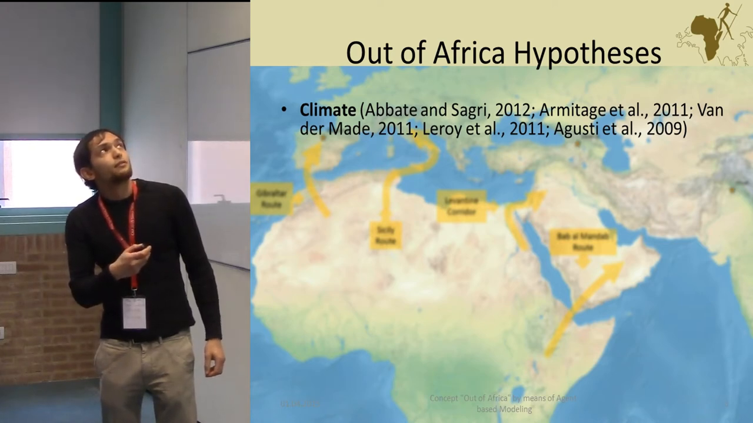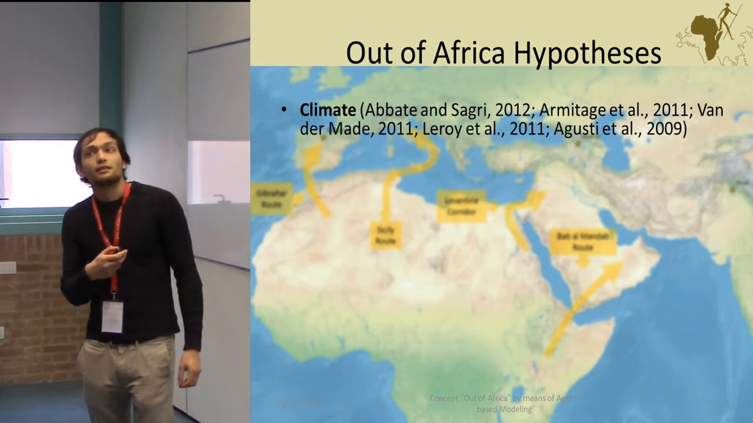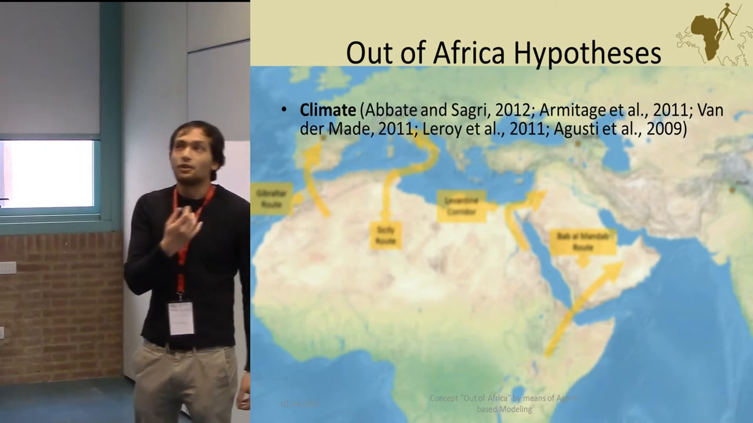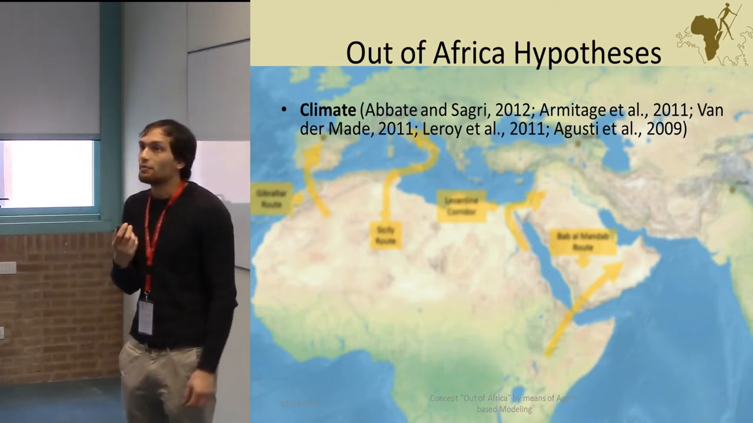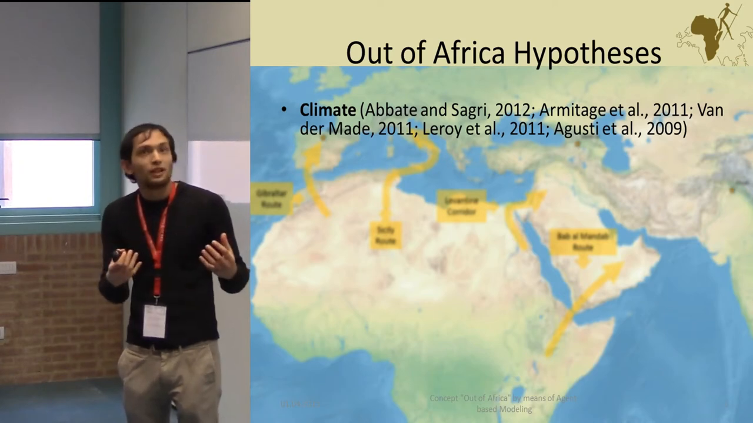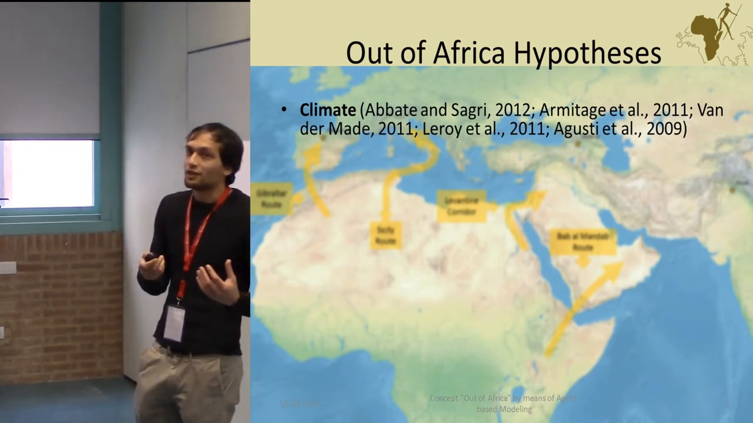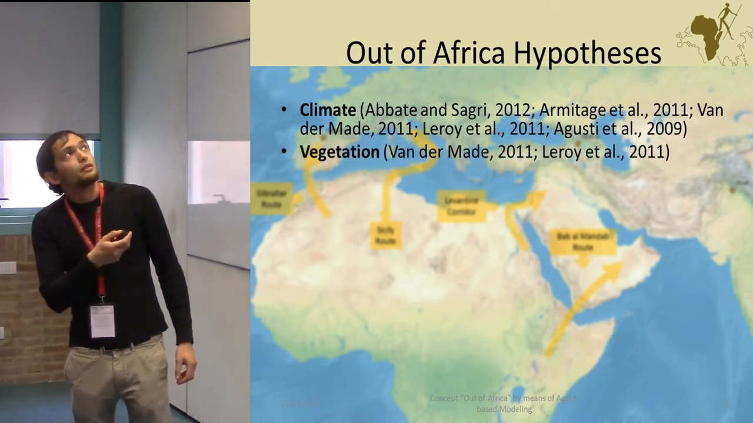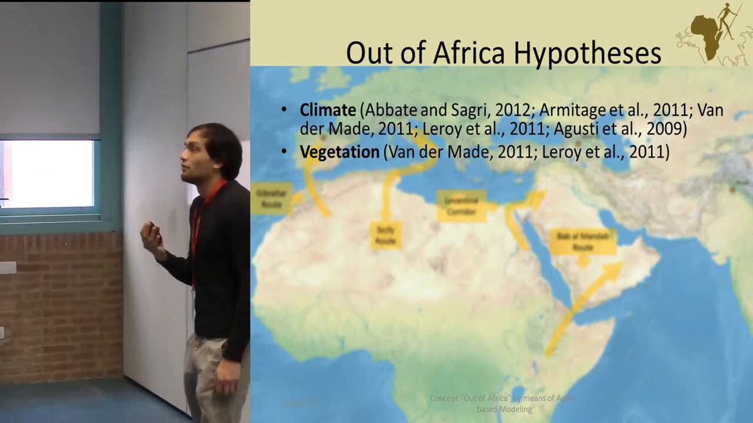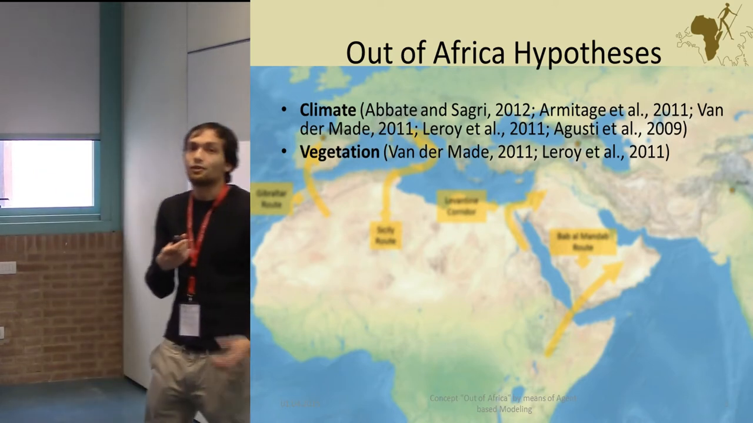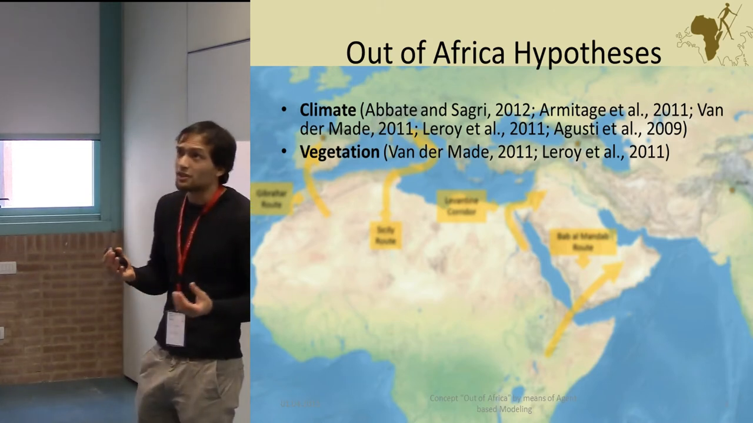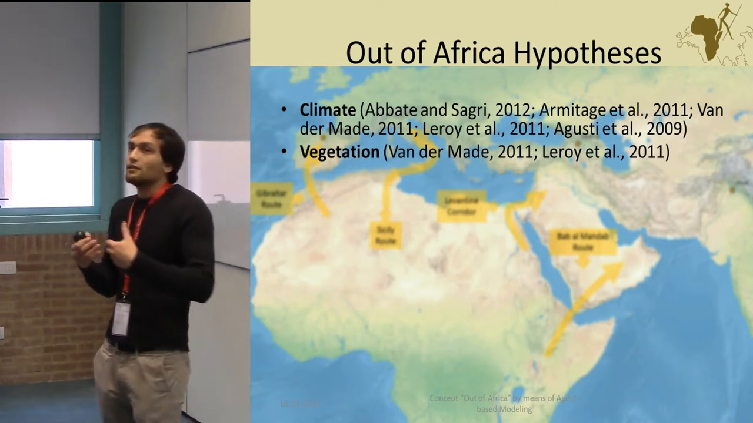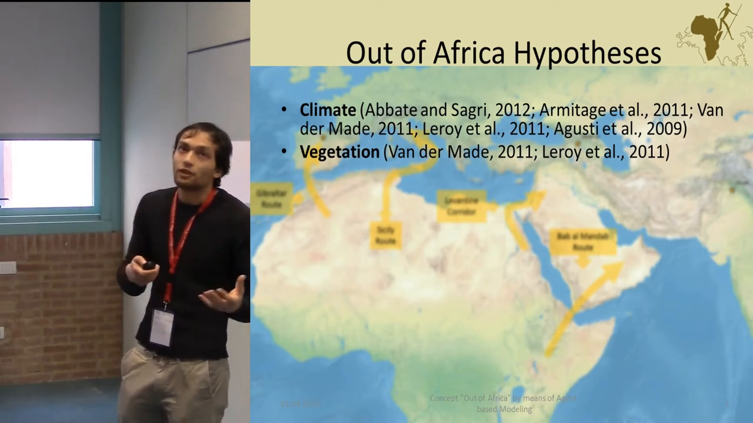What is stated, for example, is climatic changes. Several authors say that, for example, the aridification of the African continent during the Pleistocene forced hominin populations to be pushed out of the African continent. And some say that they dispersed because of vegetation changes. This implies that they had a certain vegetation preference, for example, open landscapes such as grasslands or forested steppes, and they followed their preferred landscape out of the African continent.